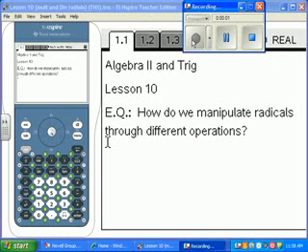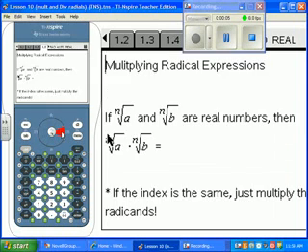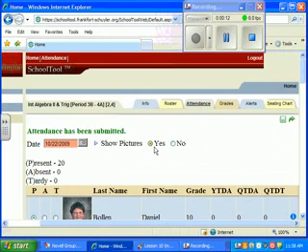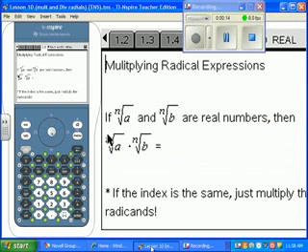Manipulate radicals through different operations. Second page, please. We're going to start off by talking about multiplication.